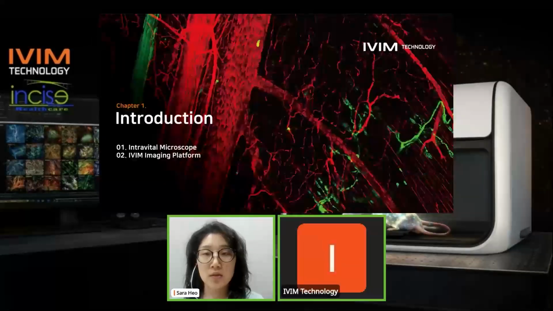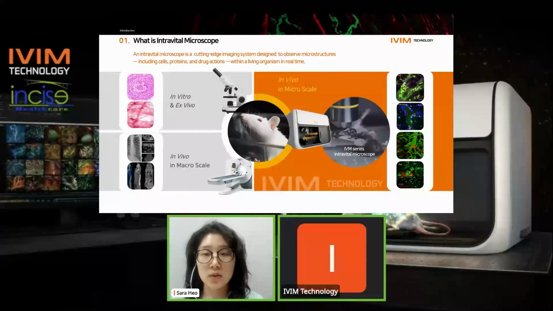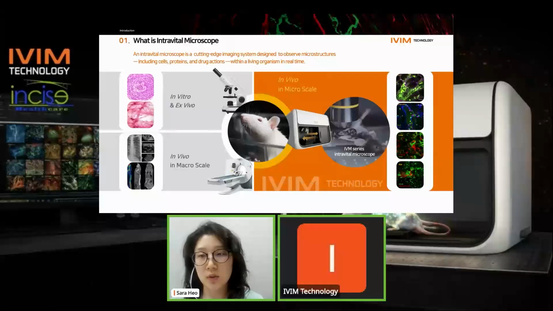So now let me introduce you to intravital microscopy and the features of the imaging platform. Intravital microscopy is an imaging technique for real-time observation. This technique allows observation of cellular and tissue level dynamics in living organisms. So this technology allows us to actually see the natural living environment compared to traditional methods.